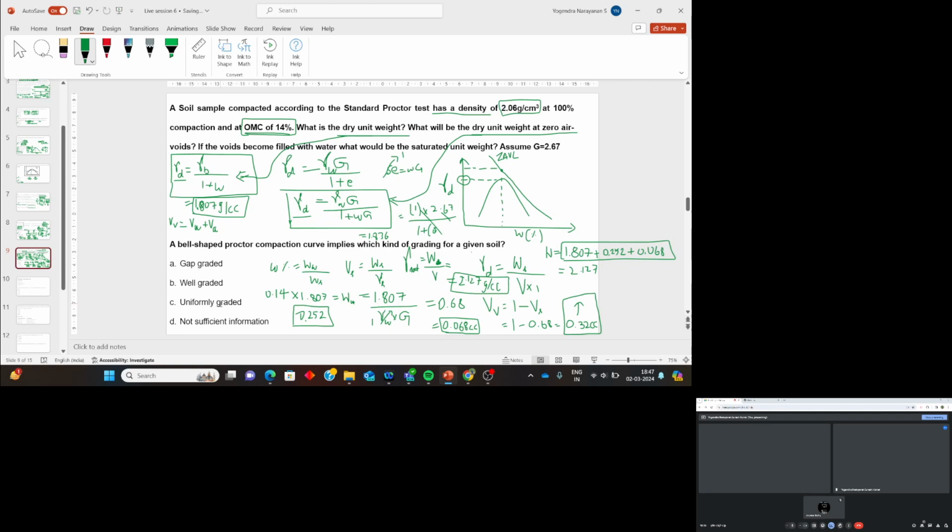Shall we move to the next question? This is just a straightforward answer which we have discussed already. A bell-shaped Proctor compaction curve implies which kind of grading? Well graded. So it will be well graded.